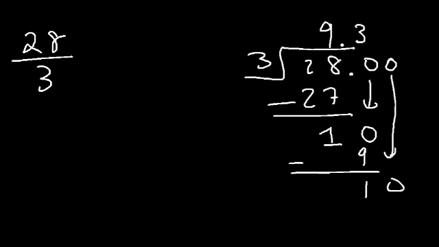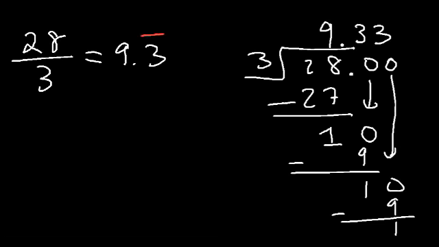Notice that this process will repeat. 3 times 3 is another 9. We're going to get 1, and therefore it's like 9.33333 repeating. So what you could write is just 9.3 with a line on top, which means 9.3 repeating. You can round it to 9.33 if you want. It's up to you.